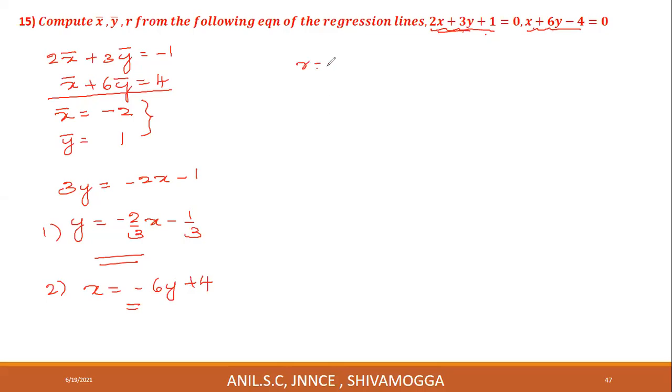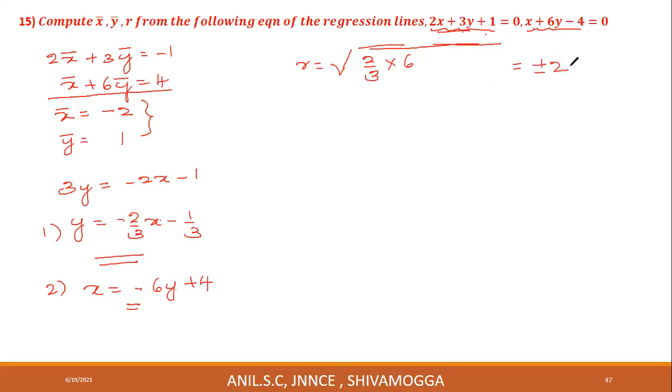Therefore, r is equal to the square root of coefficient of x into coefficient of y. Here coefficient of x is 2 by 3 and coefficient of y is 6. Both the coefficients are negative, therefore r must be negative. Calculate this. This is the square root of 4, right? Square root of 4 is plus or minus 2.